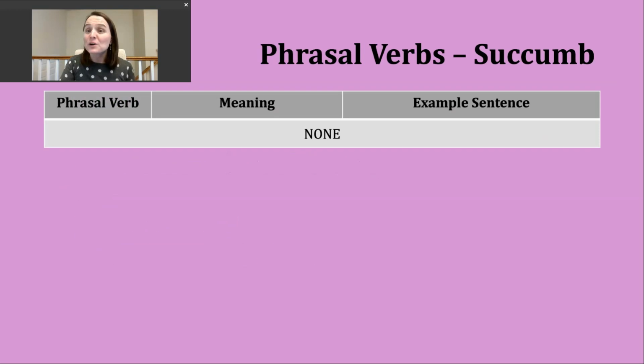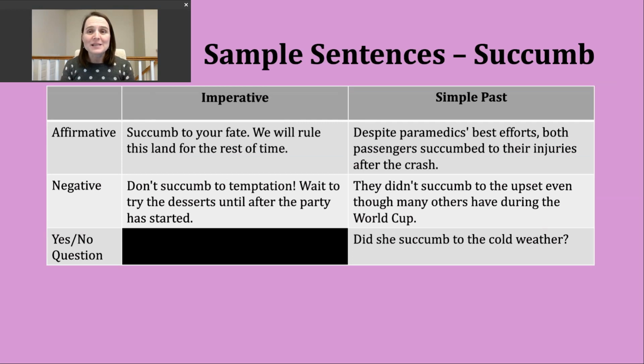Okay. Now, there aren't any additional phrasal verbs that we need to study to understand this verb, so we will focus on practicing our verb of the day in a couple different tenses. Today, we're going to talk about the imperative and the simple past. Let's start by talking about the imperative. This is rather unique in English.